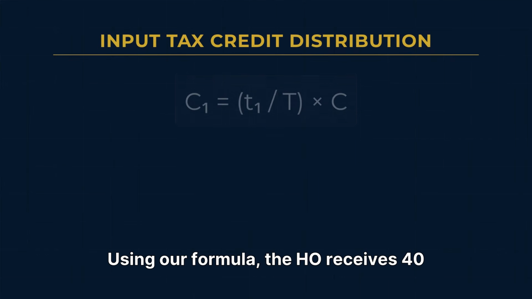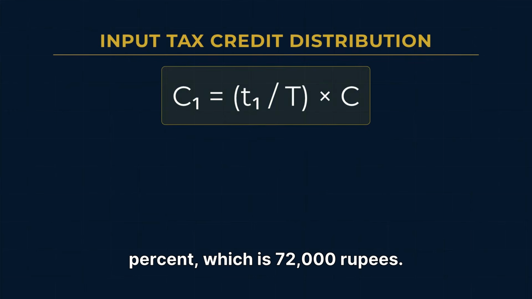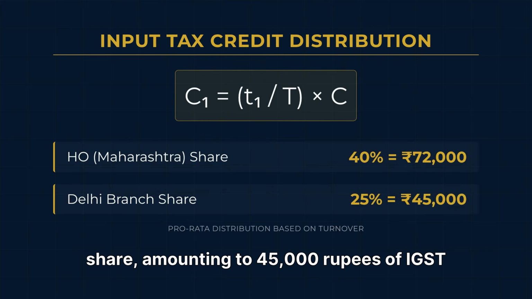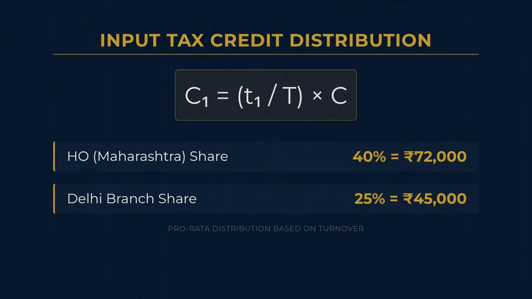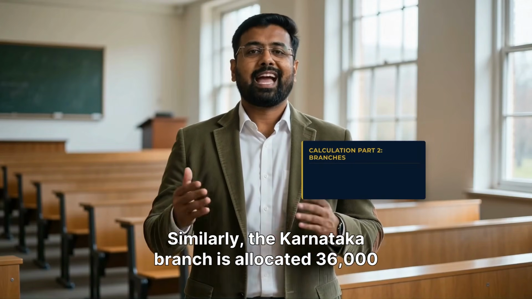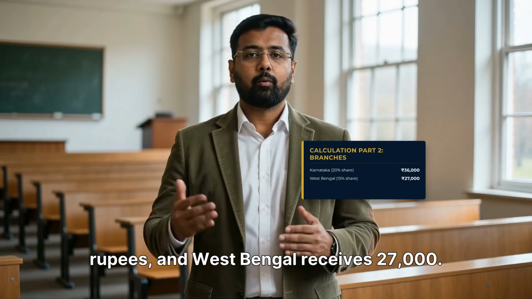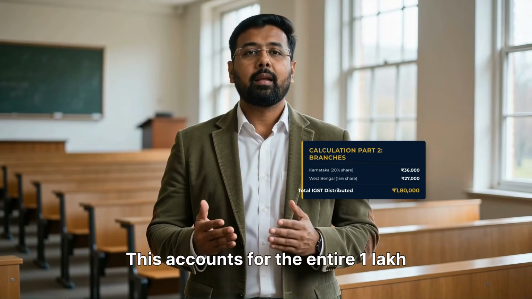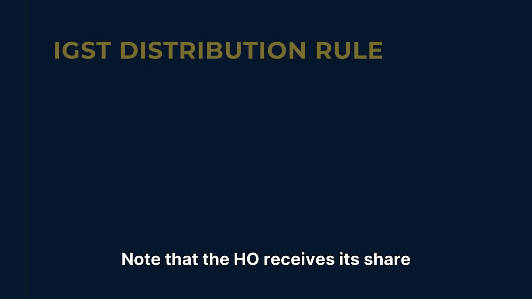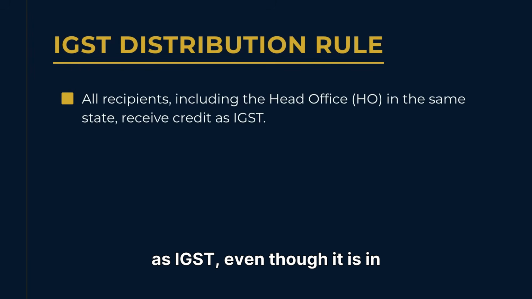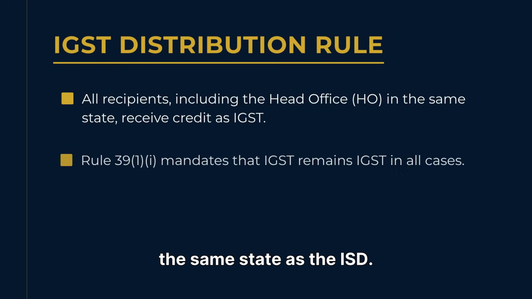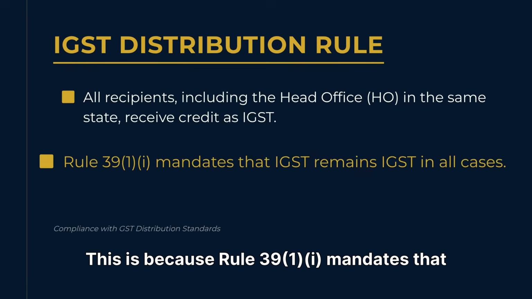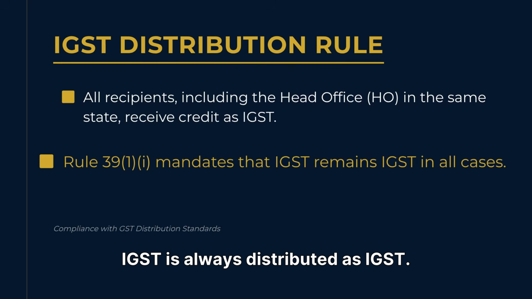Using our formula, the HO receives 40%, which is 72,000 rupees. The Delhi branch receives its 25% share, amounting to 45,000 rupees of IGST credit. Similarly, the Karnataka branch is allocated 36,000 rupees, and West Bengal receives 27,000. This accounts for the entire 1,80,000 rupee pool. Note that the HO receives its share as IGST, even though it is in the same state as the ISD. This is because Rule 39(1)(I) mandates that IGST is always distributed as IGST.